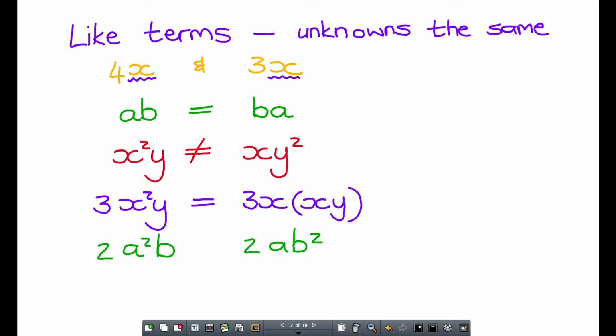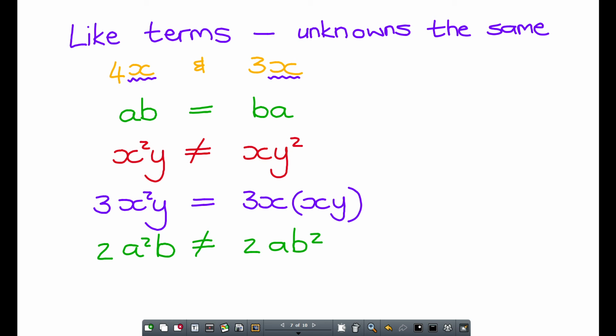Then the last one. 2a squared b and 2ab squared. No. You can see that in the first one, over here I've got a squared, and over there I only have a. Over here I've got b, and there I've got b to the power of 2. So that's why they're not the same. Their variables aren't exactly the same.